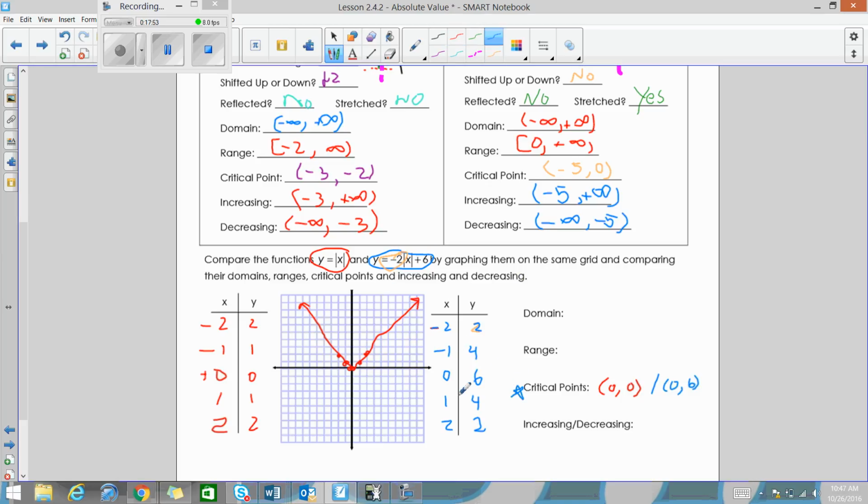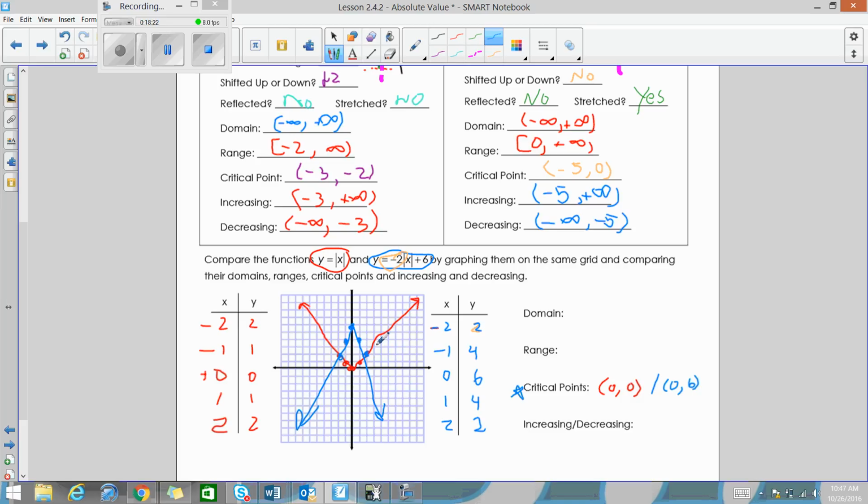So let's actually plot these. Let's plot the blue right now. So -2, 2, -1, 4. Is that 4? No, this is 4. 0, 6, 1, 4, and 2, 2. If you look at this, ooh, okay, a little ugly, but whatever. Again, it's using a mouse. All right, there's our graph.